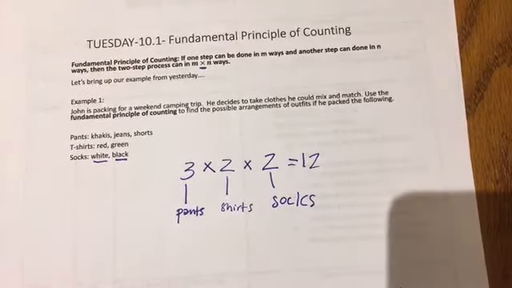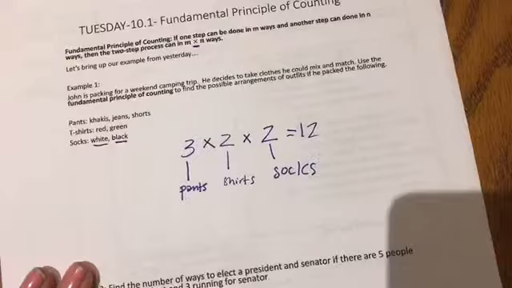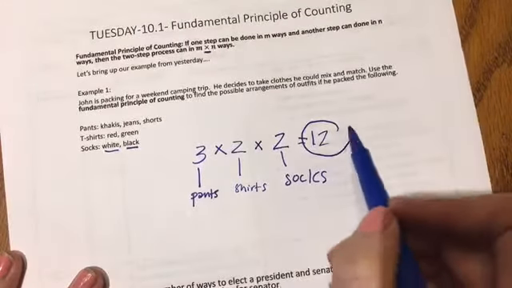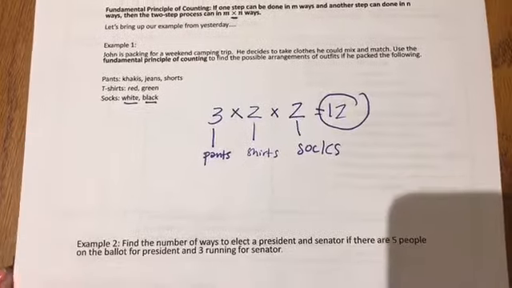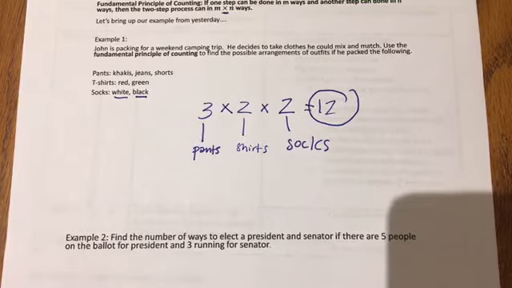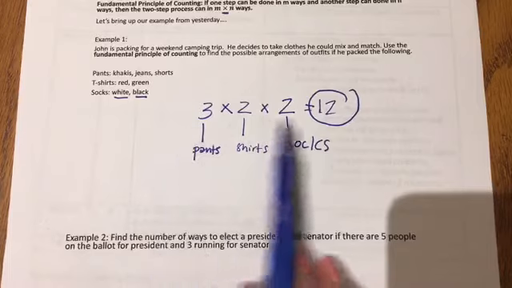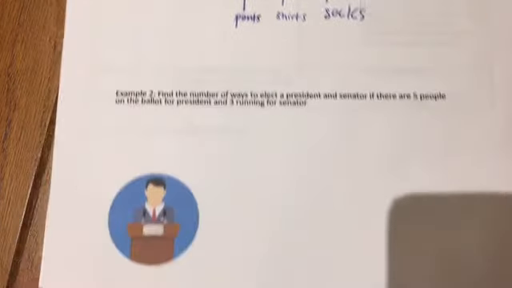Looking back at our tree yesterday, that is what we got out. We got out 12. So we can see that this fundamental principle of counting works. There are 12 different arrangements or combinations here. Now, one thing to notice with this is, do we know what those combinations are? No. The tree does a good job of showing all of them, but if you just want to know how many, this is a really slick way to do it quickly. All right, let's move to example 2.